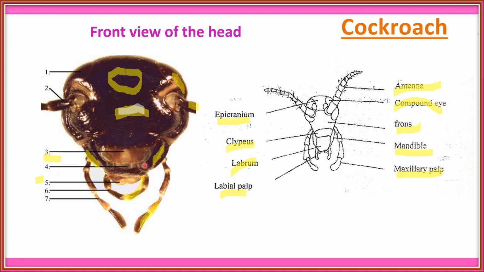Then from the clypeus we can see the labrum. The labrum is this part covering here. Then from the labrum we have the labial palps. You can see the labial palps here. Then we can see the maxillary palps. These are the maxillary palps. And then on the inside part we can see the mandibles. That is the front view of the head.